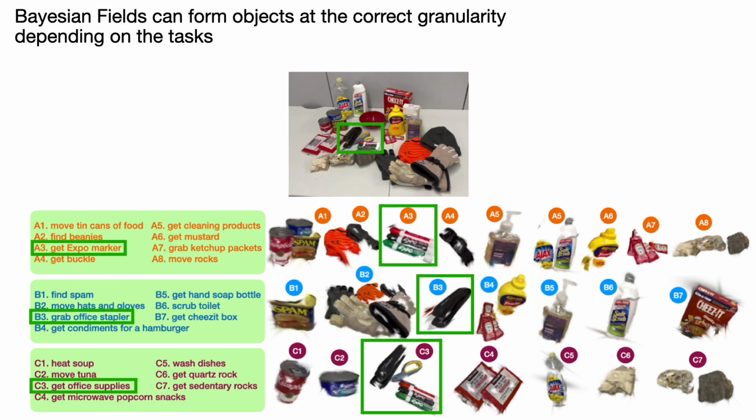Likewise, this region of the scene can be represented as a pile of office supplies for the task get office supplies, or as components such as a stapler and expo markers.